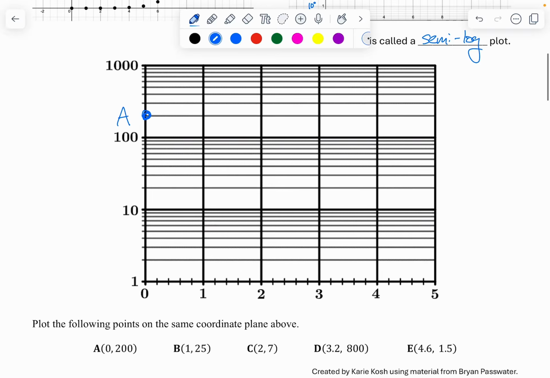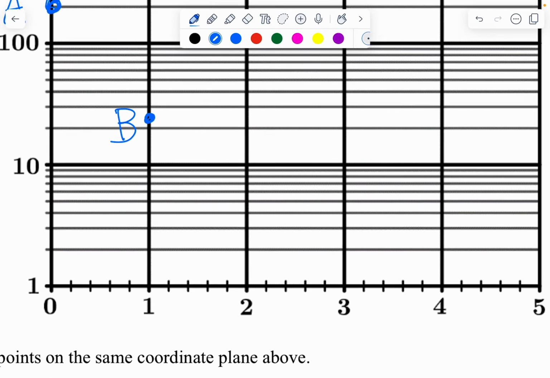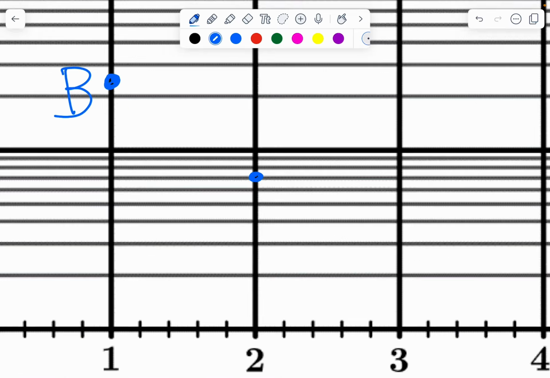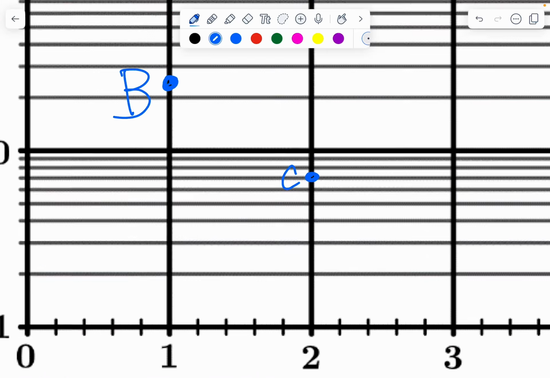Okay, so the next one, 25. Here would be 10, here's 20, here's 30. And so 25 would be halfway between 20 and 30, and that's the point B. For the next one, the x-value is 7, so we go 1, 2, 3, 4, 5, 6, 7. Oh, sorry, 6, 7. And there's C.